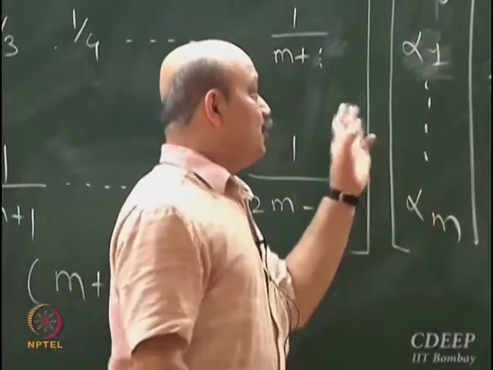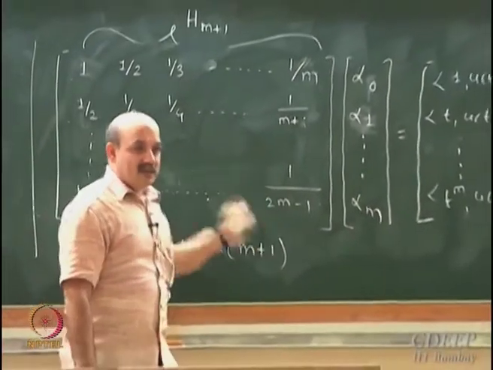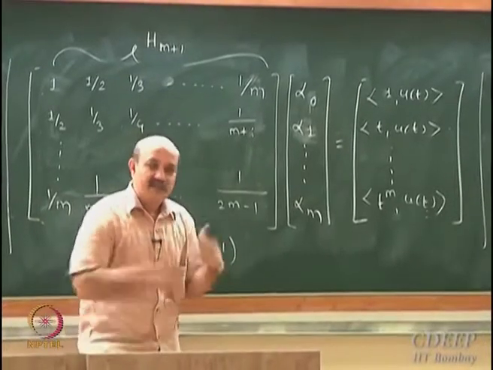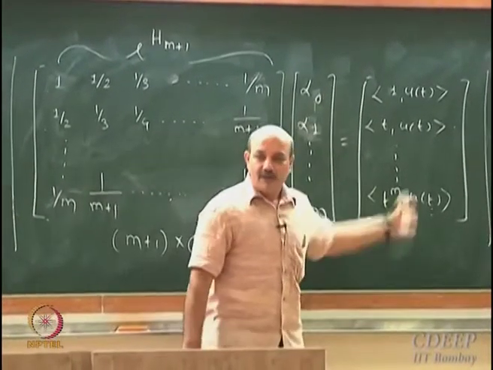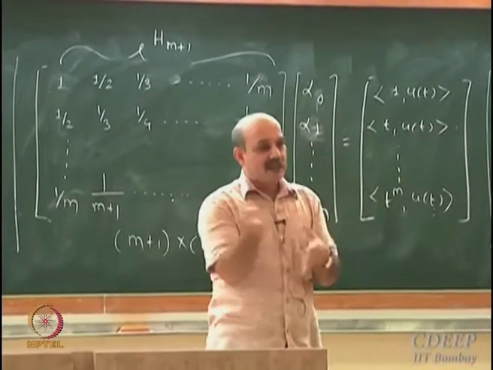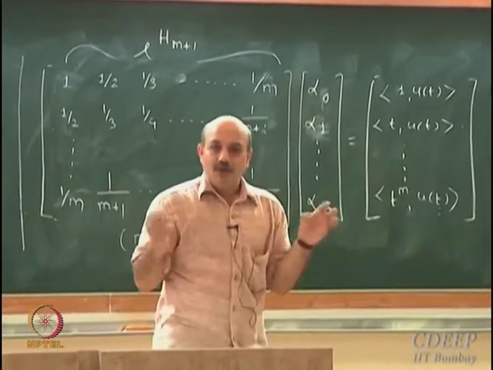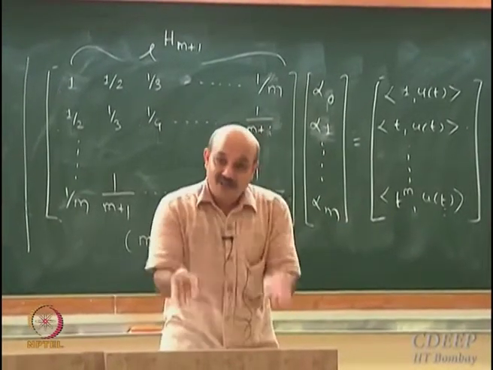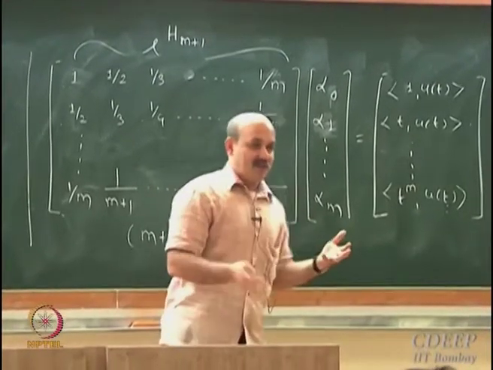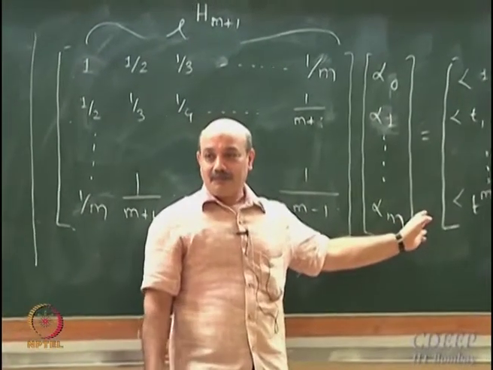Now to get alpha 0 to alpha m, I need to invert this matrix. But if this matrix is highly ill conditioned, the inverse is unreliable. If the inverse is unreliable, the alpha 0 to alpha m calculated are unreliable. Then you are fitting a wrong polynomial, not because your formulation is wrong, but because you just cannot compute properly. There is no way of computing. You are stuck because this is an ill conditioned problem.